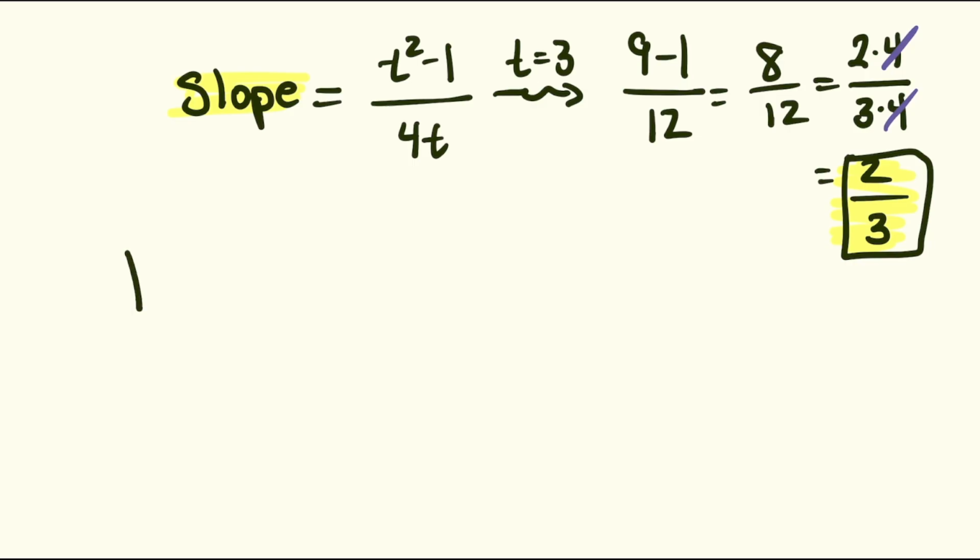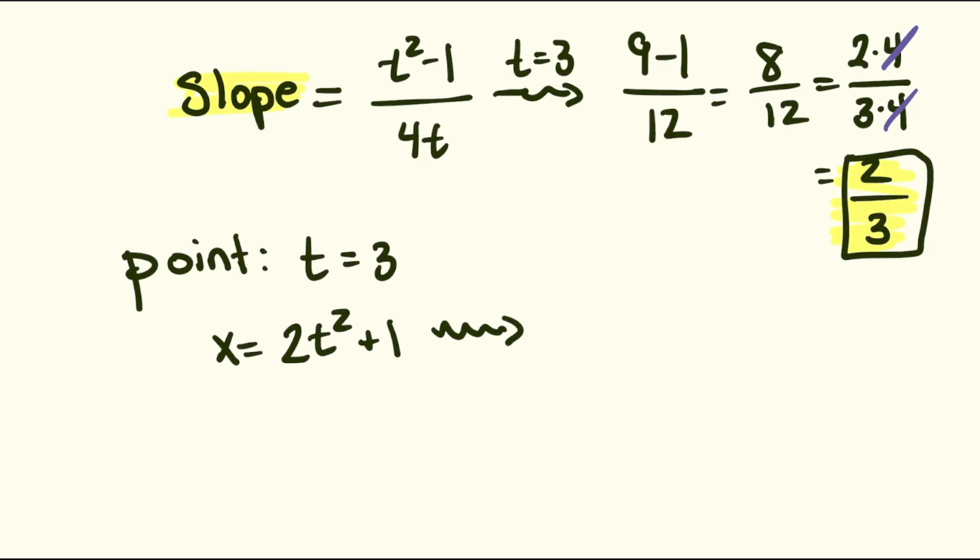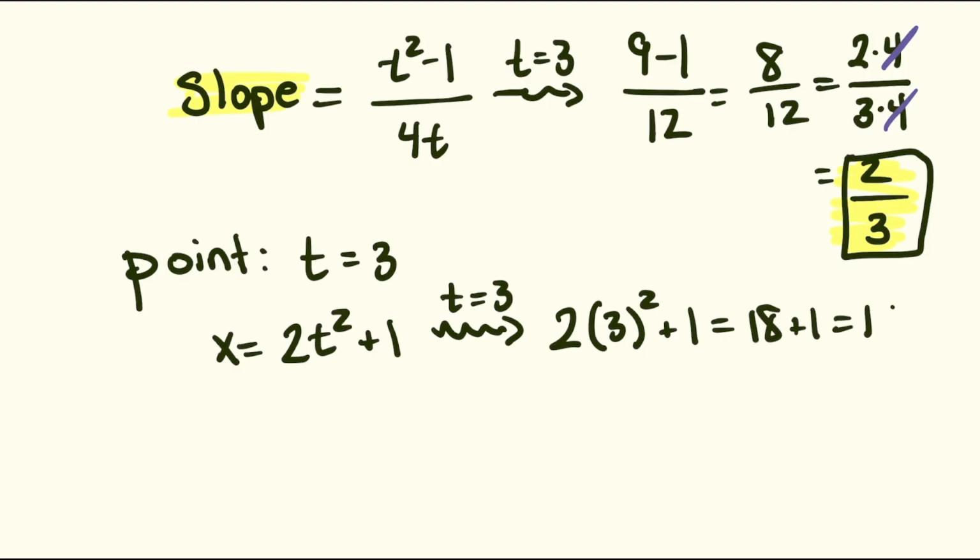Next up, we need to get a point. There's a couple things that we're going to do in here. And again, we're going to use the fact that we are looking at t is equal to 3. We know we have our x value is 2t squared plus 1. Punch in our t is equal to 3 into that, and we get 2 times 3 squared plus 1. 2 times 9, which is 18, plus 1. So our x value is 19.